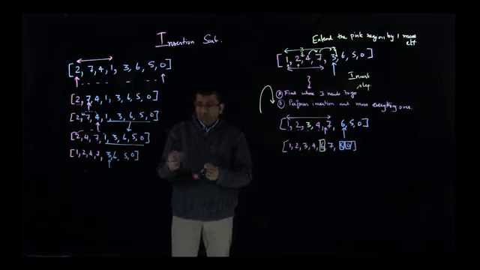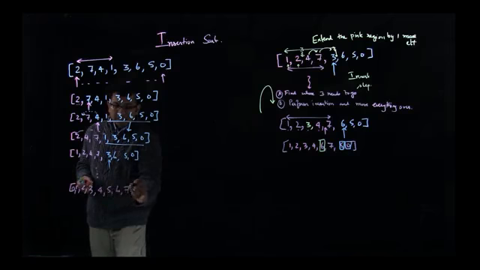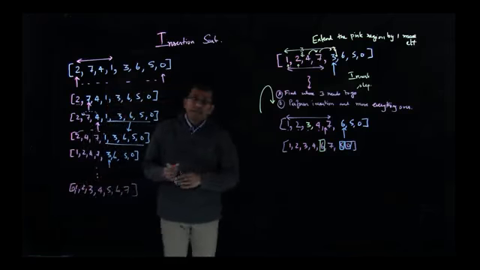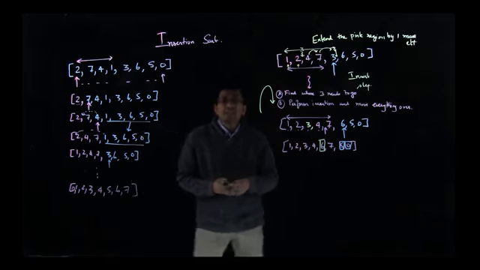So eventually, when this algorithm finishes, you get 0, 1, 2, 3, 4, 5, 6, 7. All right, so the entire array gets sorted. So this is the basic idea behind insertion sort.